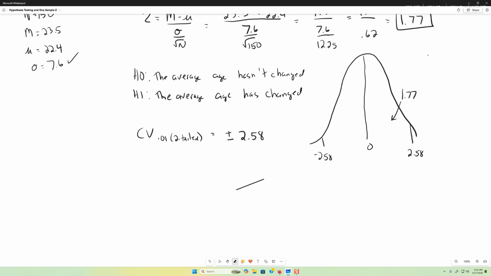curve. This obtained value needs to fall in the tails that are delineated by the critical values for us to reject the null. So if this number fell in the tails here, we'd reject. But since it falls in the body, we fail to reject. And the average age of students hasn't changed. So all I did was I wrote my critical values out. I found my obtained value, 1.77, and my obtained value is not more extreme or in the tails delineated by the critical values. So I failed to reject.